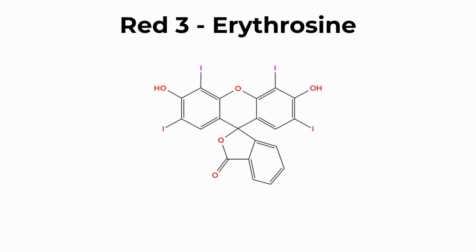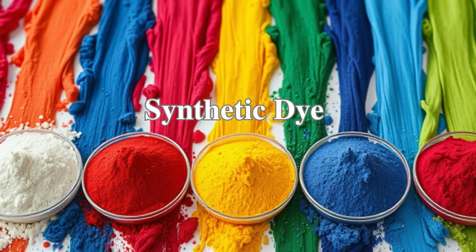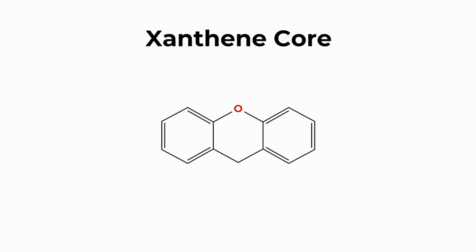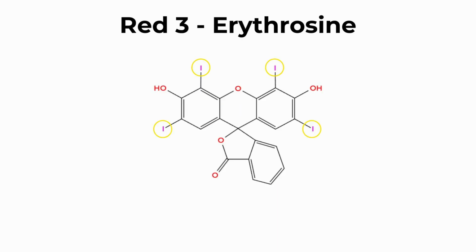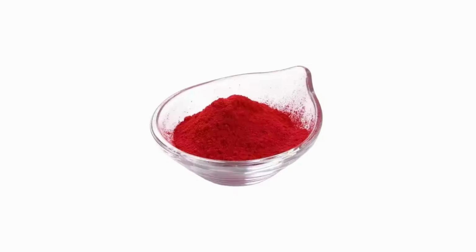Let's break it down. First things first, let's talk about the structure of Red 3. Chemically speaking, it's a synthetic dye with a molecular structure built around a xanthene backbone, which consists of a fused tricyclic system that includes both benzene rings and an oxygen-containing heterocyclic ring. The structure of Red 3 is modified by the presence of 4 iodine atoms attached to the aromatic rings. These iodine atoms are key to the dye's bright red color and stability.